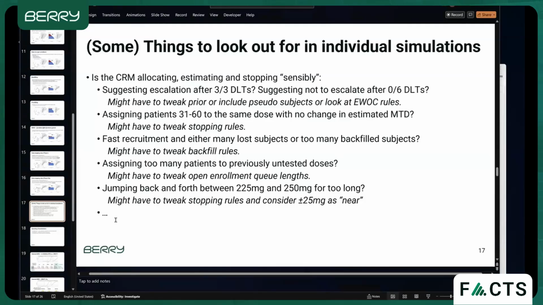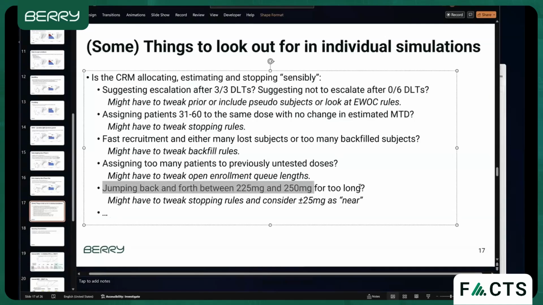And another thing. There's many things that could happen, but one other thing that happens quite frequently in practice, and where it's good to have a fix for this. What if you're at some point in your trial and you're jumping between 225 milligrams and 250? So now you think 225 milligrams is the MTD, so you assign patients there, then you see the results. Now you're happy to go to 250. Now you assign patients there. Now you get back the results. One of them was a toxicity.